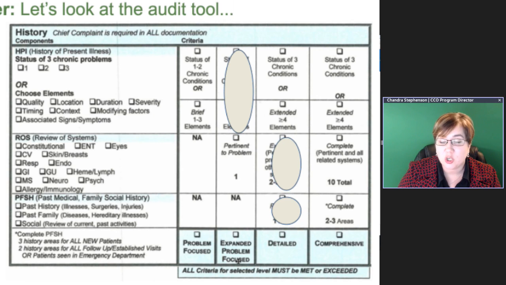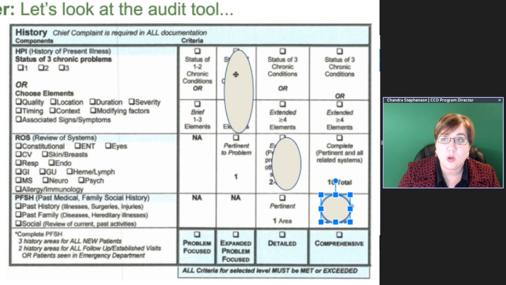That's really how you determine it. Your lowest level of any one of those three is going to determine your overall level of history. So it doesn't matter how it maps out. Maybe you got expanded problem-focused, detailed, comprehensive. Your lowest one is going to drive your selection.